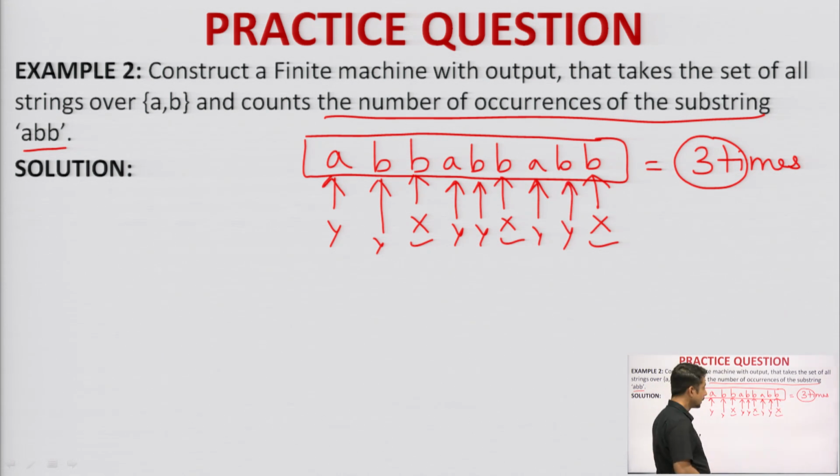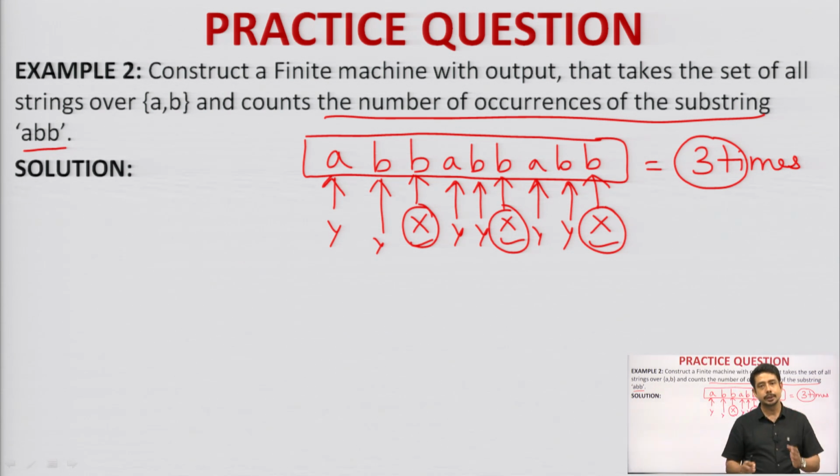I hope it is clear. Now, how many times is x appearing? 3 times, therefore, 3 times a b b will be occurring. So, this is how you need to design it. First try to design a Moore machine and then try to convert it into a Mealy machine.